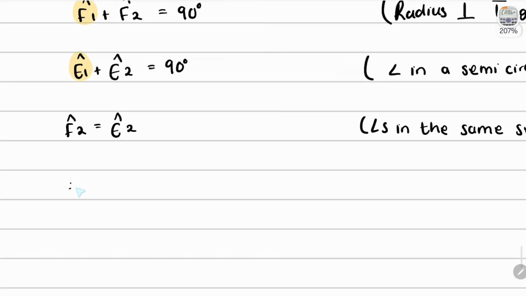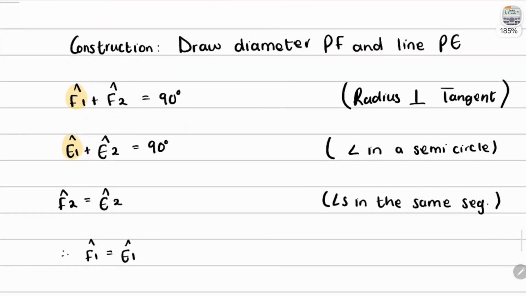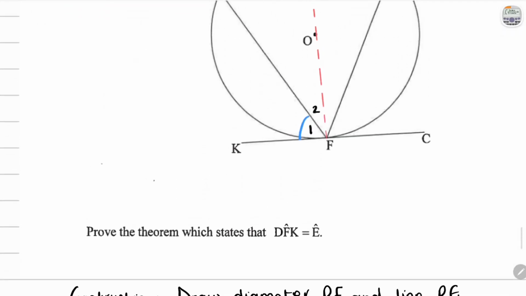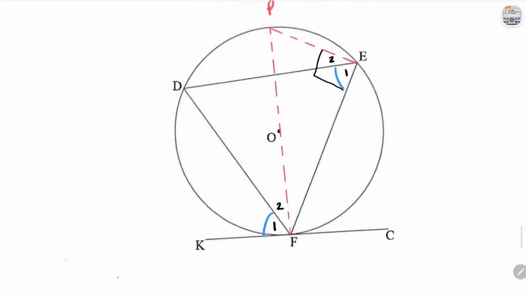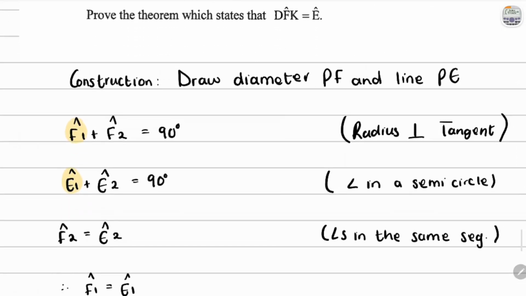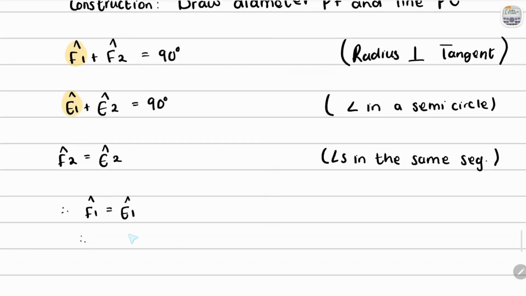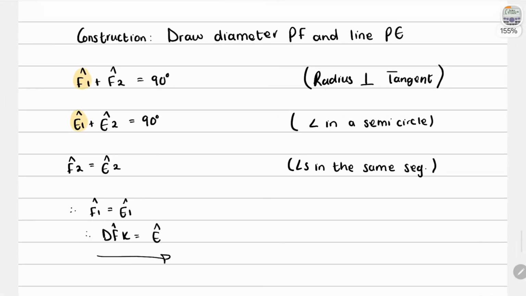Okay, and that's how we prove that. So therefore, angle F1 is indeed equal to angle E1. So that means we can finally conclude angle F1 was the angle DFK and angle E1 was the angle E. So we can finally just tell them that this means that angle DFK is indeed equal to angle E. And that is how we prove this theorem.